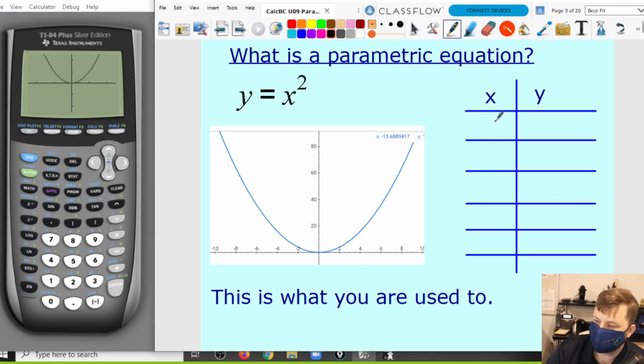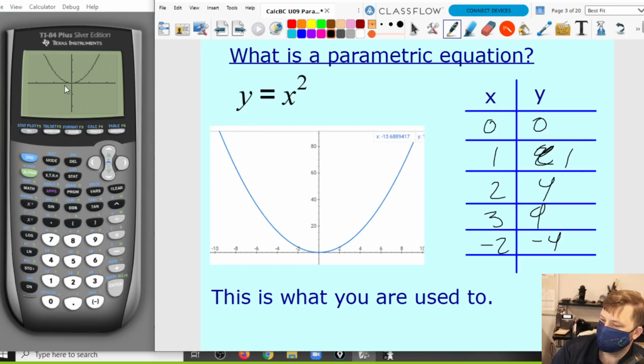And if you have x values, like this as a table, you'd plug in certain x values and you get certain y values, right? 1 squared is 1. 2 would be 4. 3 is 9. -2 squared is 4. And this is what you're used to for graphing, right? So that's a normal equation.